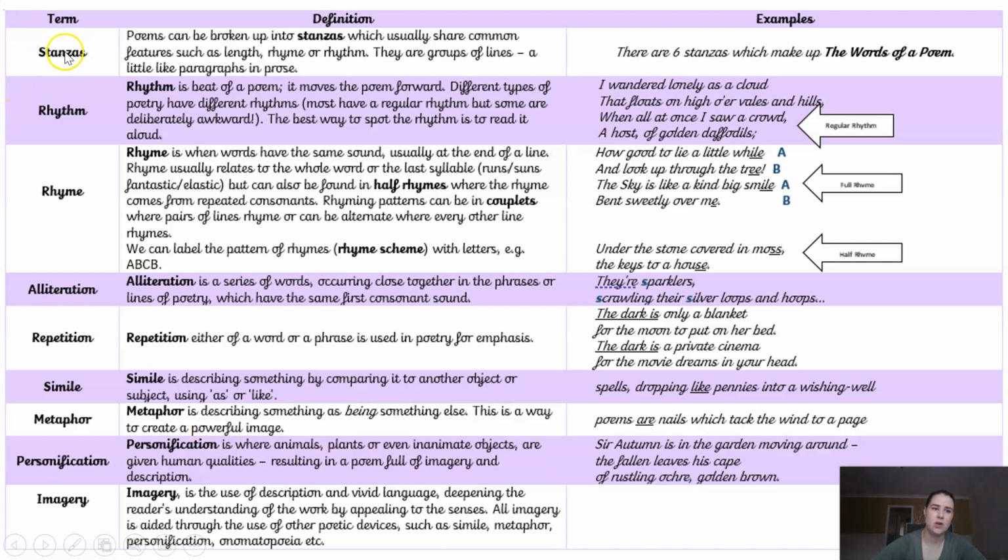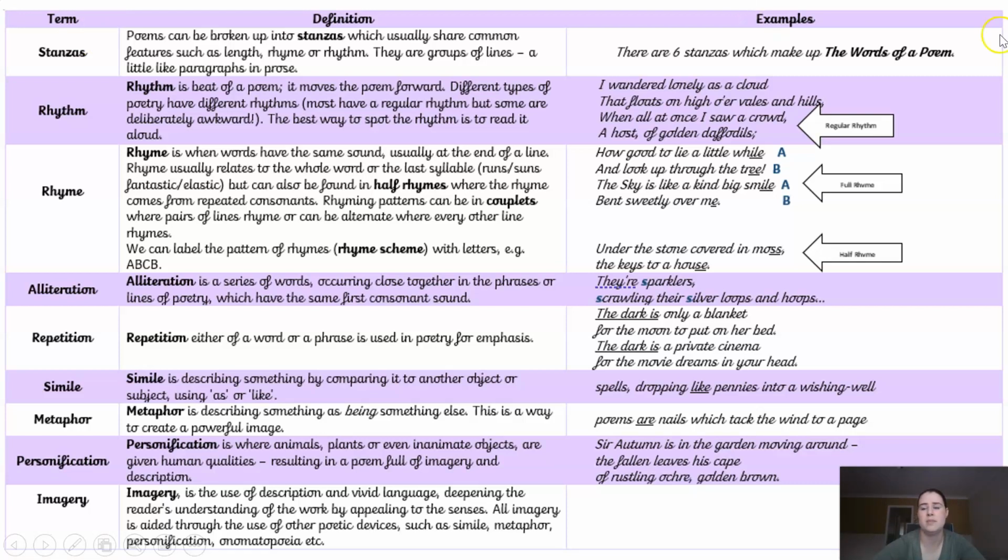The first one I got on here was stanzas, which some of you might have been calling paragraphs. They are a little bit like paragraphs, but when it's poems, we say that they're broken up into stanzas. They can be of different lengths, they can rhyme, they might have different rhythm to them, and they tend to be groups of lines, a little like paragraphs in prose. When we talk about paragraphs, they're a bit chunkier with more information. It's a similar thing in poetry, but they tend to be a little bit smaller, and we call them stanzas.